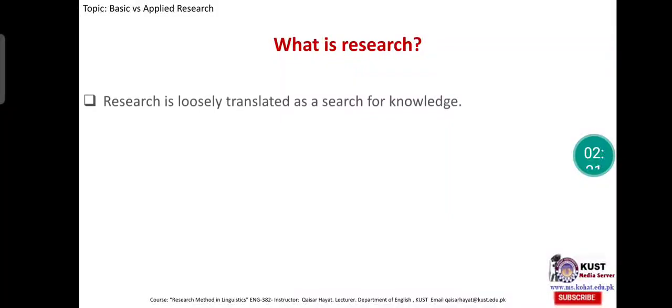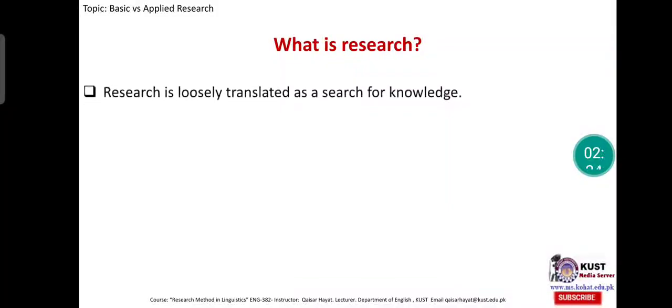Then let's start with the definition, that is, what is research. Student, we have defined the term research from different aspects. Research is loosely translated as search for knowledge. As we already know, research is knowing any new idea, any new knowledge, any new piece of discovery on the part of a knowledge discipline. So research is knowing something new, recognizing something new, discovering something new in a very systematic way.